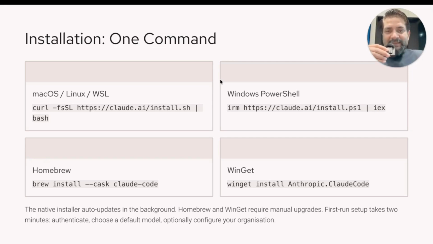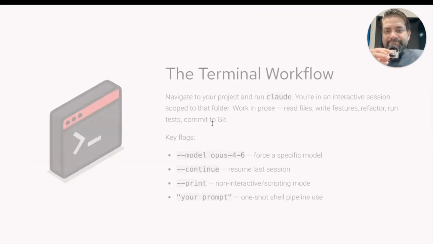So first run setup. You will authenticate with your Anthropic account on first run. Choose a default model and optionally set up an organization if you are on team or enterprise. 2 minutes and you are done.